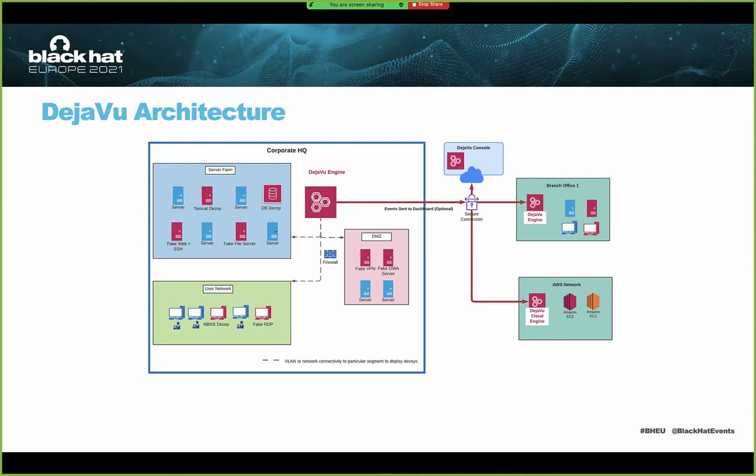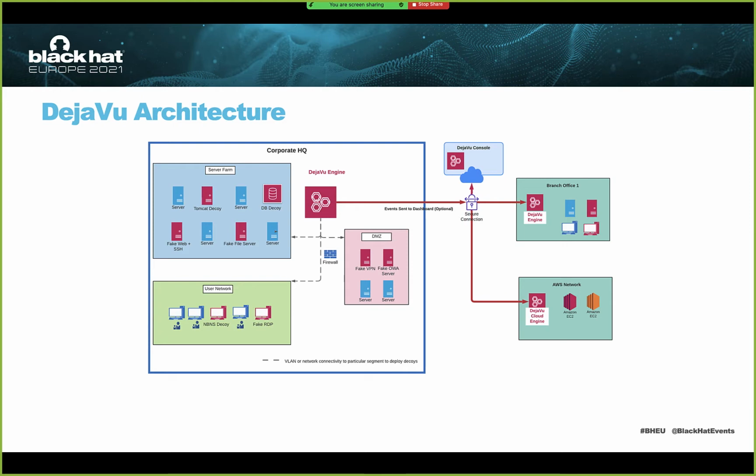So now, jumping on to another important aspect of this whole presentation, which is to reveal the new architecture which supports the Go Cloud strategy of the organization. You can see that this is a very typical, very high level diagram of an organization. There is a corporate HQ, a branch office, and an AWS network. What you can do here is use the Dejavu engine and place it in different geographic locations or different network segments.